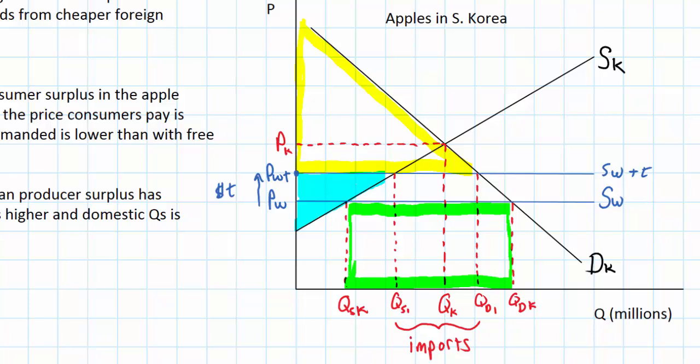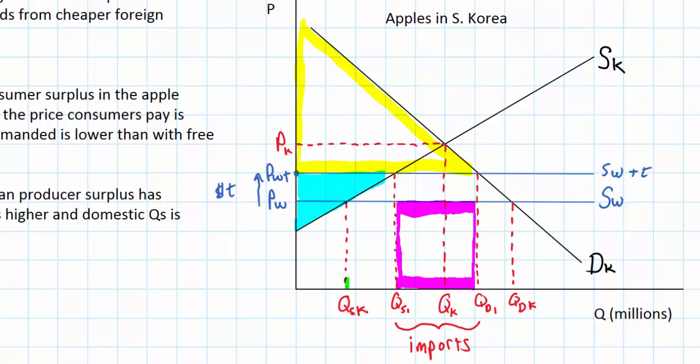But what impact does the tariff have on foreign producer revenues? Of course, the price has risen for domestic consumers. However, some of that price is a tax paid to the government. So in fact, the price that foreign producers actually get to keep remains at PW, and the quantity of imported apples decreases to QS1 to QD1. So foreign producer revenue has shrunk to the purple area from what I had previously outlined in green.